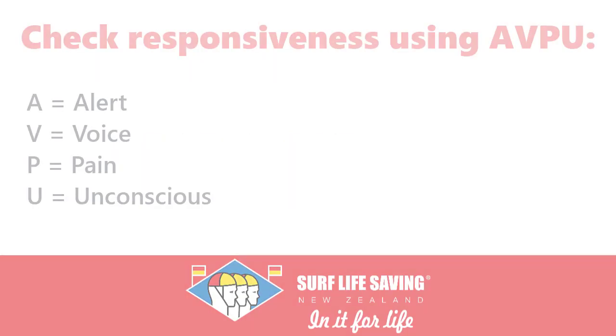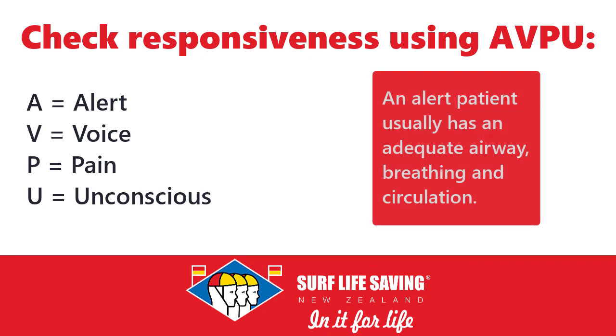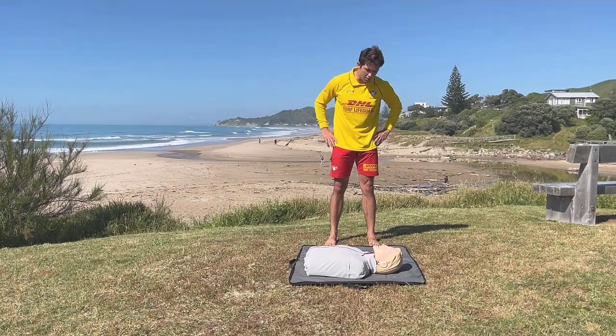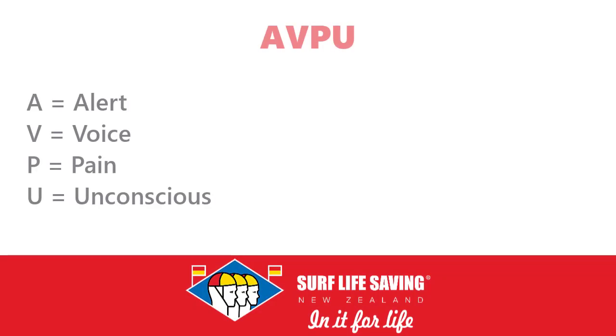Response. Check responsiveness using AVPU. Alert. If the patient is clearly awake, they score an A. Voice. Ask loudly, "Hi, I'm a lifeguard. Are you all right?" If they open their eyes, move, or make a sound, they score a V.